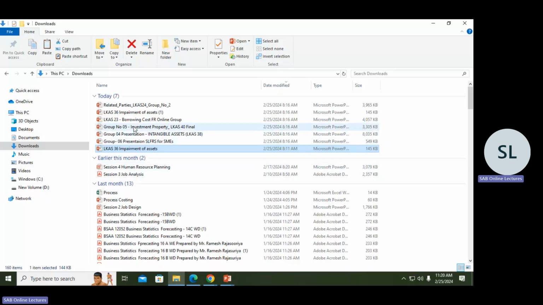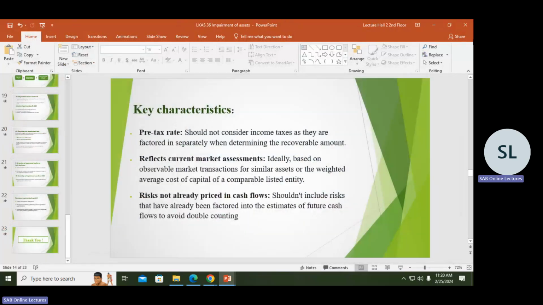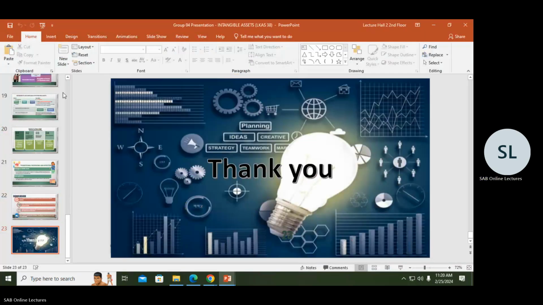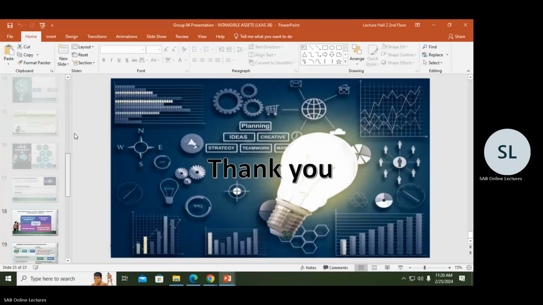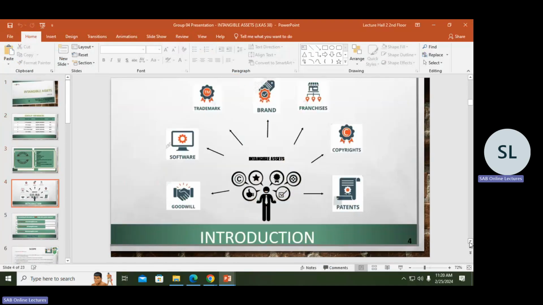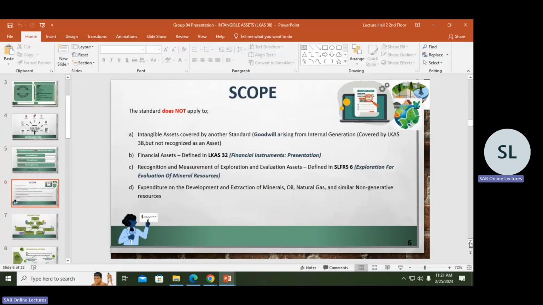Then group 5 investment property. Sorry, group 4. Intangible assets. Right, slides are good, right? We have used some diagrams, pictures, right? That's good.